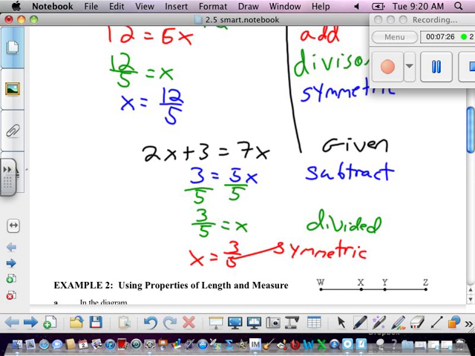Nice. Not too bad? Okay, that's it with algebra. Now we're going to do the same thing, but for some geometry stuff. You ready?